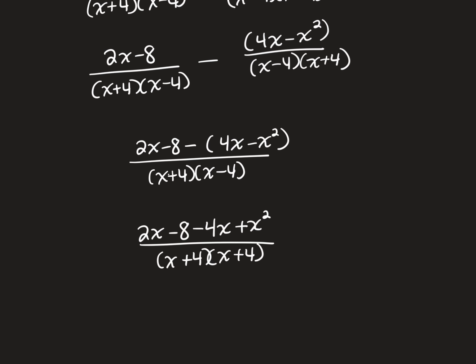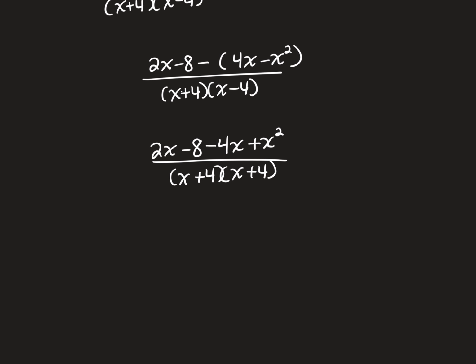All right, let's clean it up a little bit, get some like terms combined. So in my numerator, I'm going to have x squared minus 2x minus 8. I apologize, in that previous step, one of those signs should have been a negative. Let me fix that.